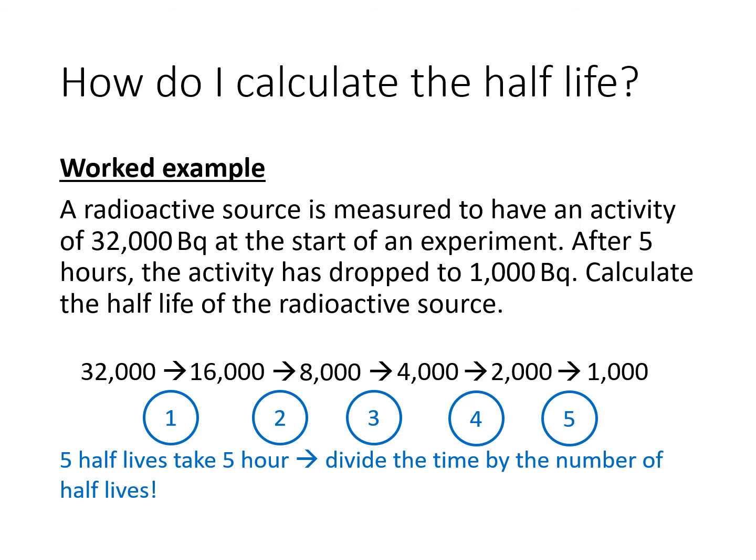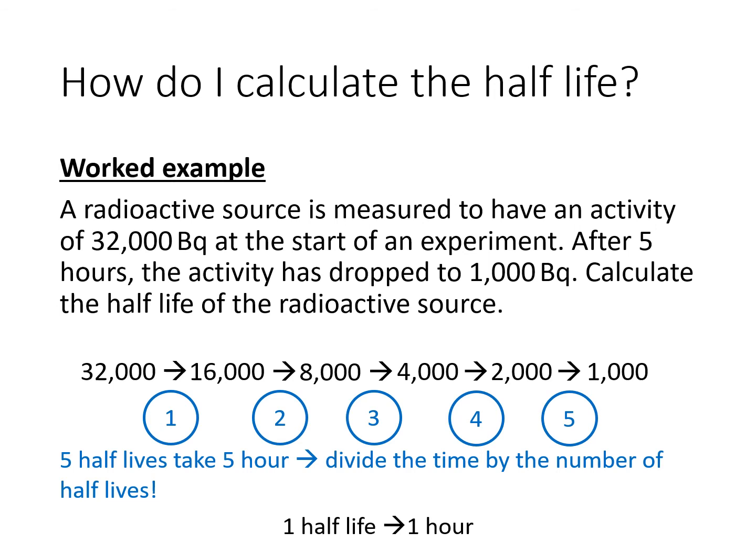So all we need to do is divide the time by the number of half-lives. If we've got 5 half-lives in 5 hours, then one half-life will take 1 hour. Dead easy. It is as simple as that. There's nothing hugely complicated in how we do this. That's pretty much how we do it.